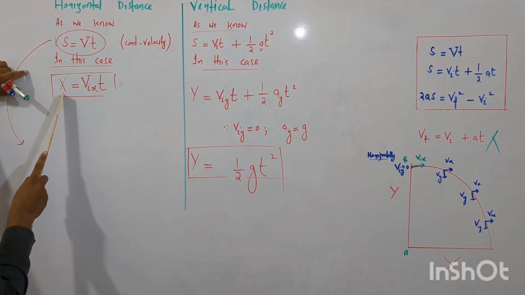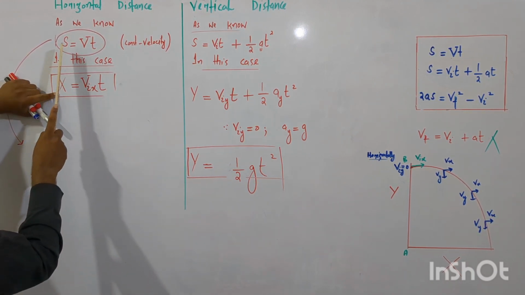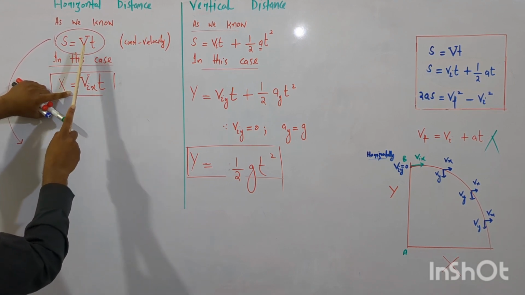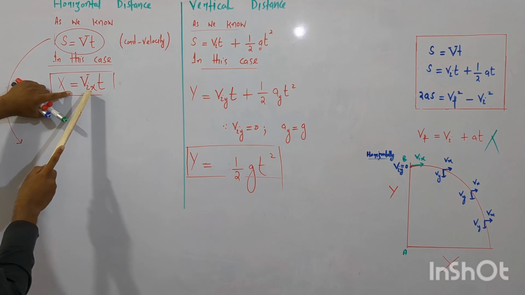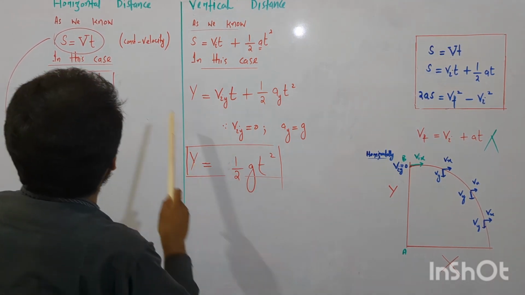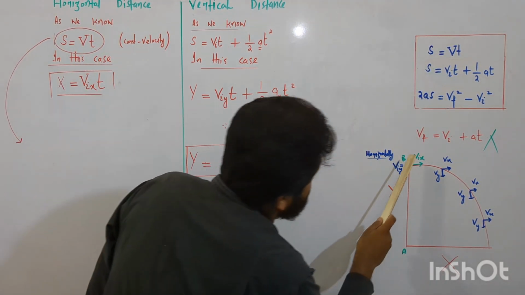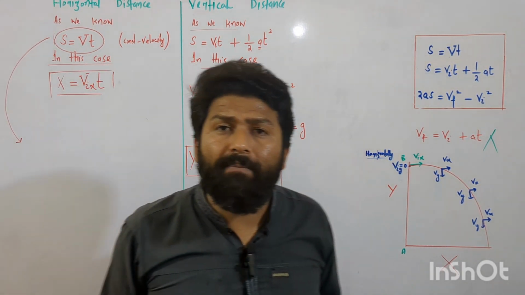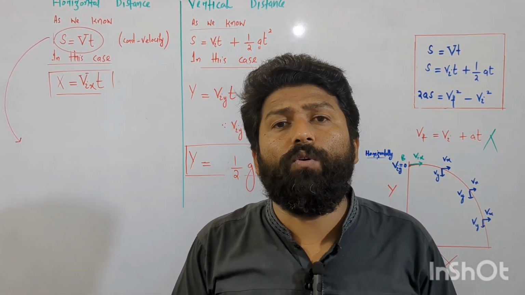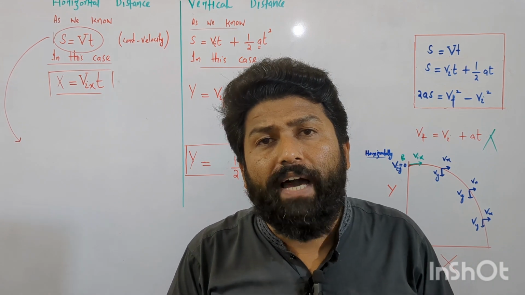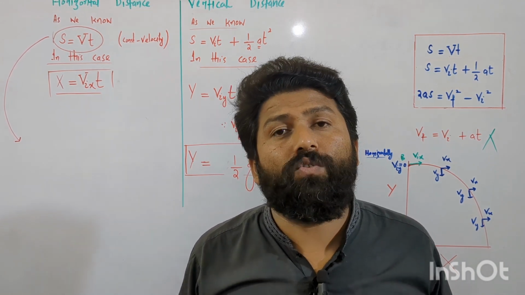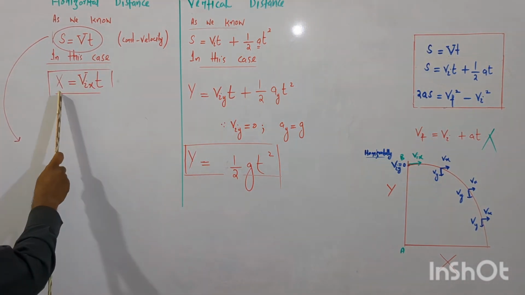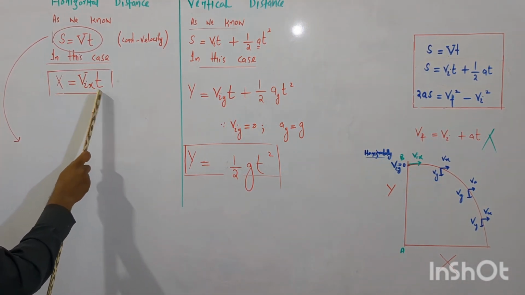We write x instead of S, and V is replaced by Vix because it is horizontal distance. So Vix component multiplied by t. As we know, time is a scalar quantity, therefore we cannot make components of time; only the velocity vector can have components. So this is the horizontal distance, x is equal to Vx multiplied by t.